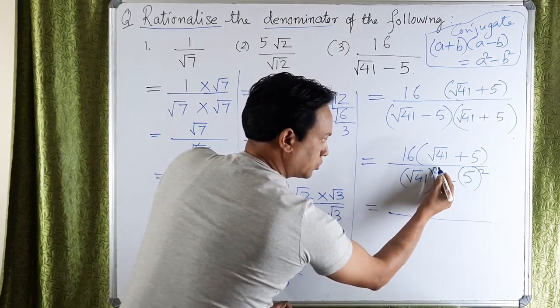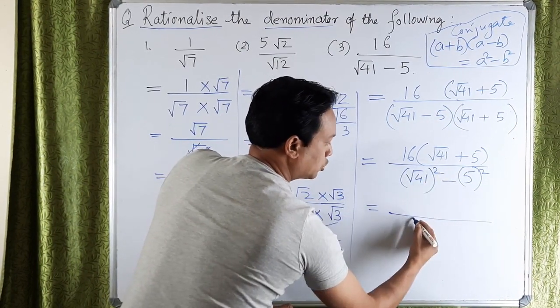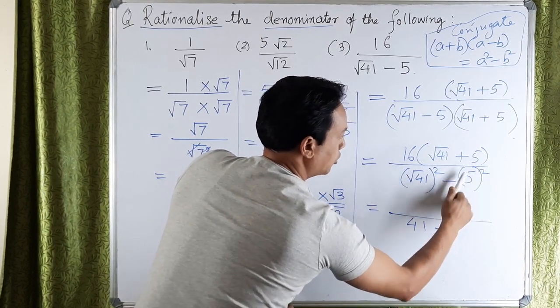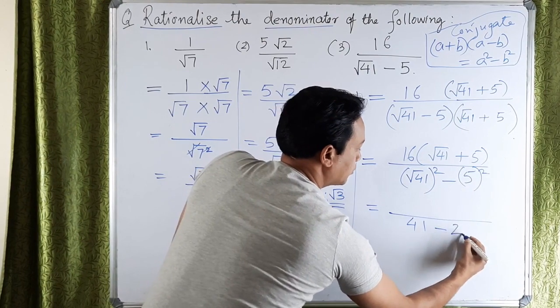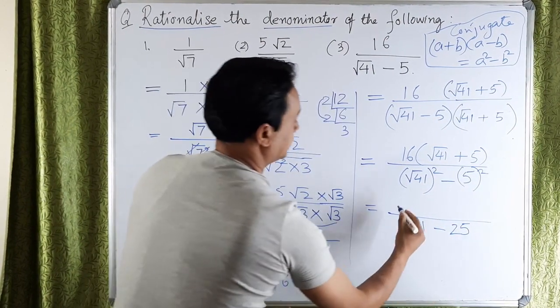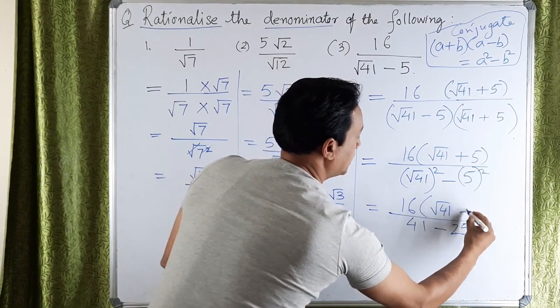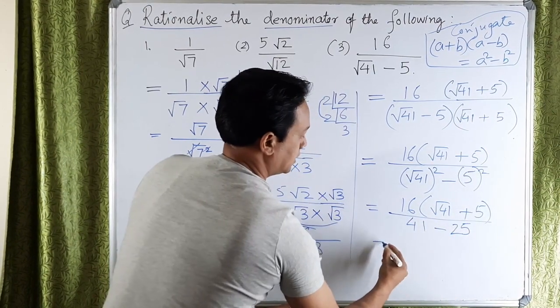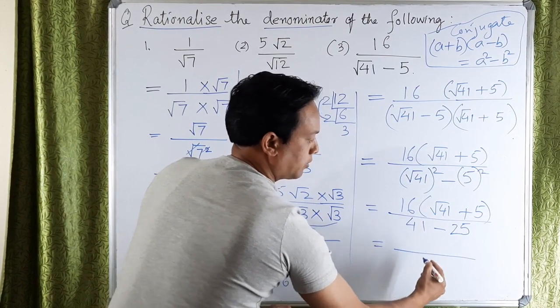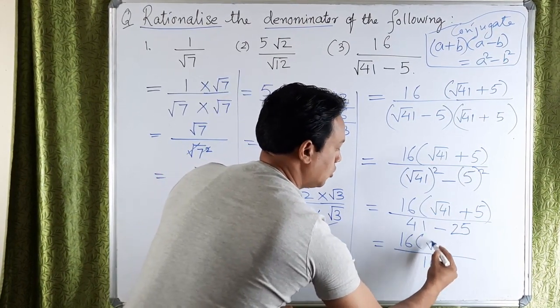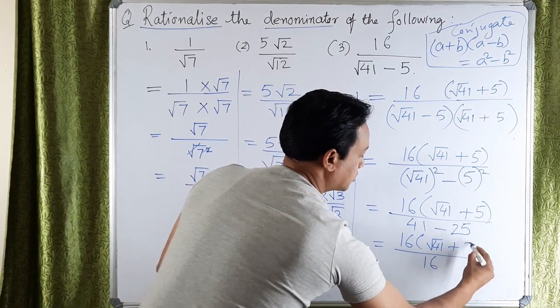Now, square and square root will cancel. Root 41 square will become only 41 because square and square root will cancel. Here 5 square, it's not root 5, it's 5 square. So 5 square will be 25. So on top we have 16 root 41 plus 5. Then below this, 41 minus 25 is 16.